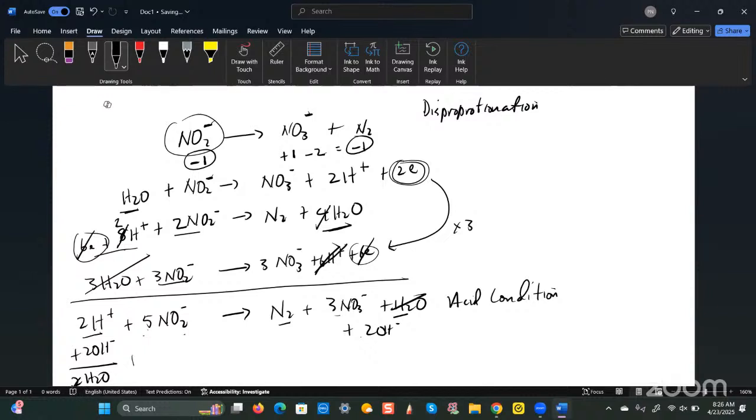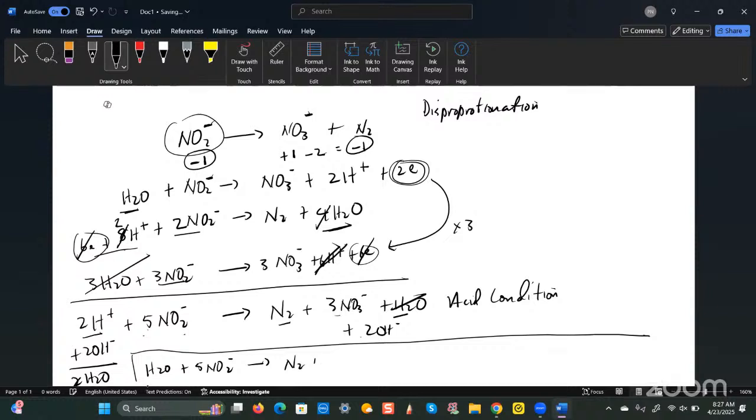So your final answer, I'm just going to squeeze it in this box right here. The final answer is going to be H2O plus 5NO2 minus, and then on the right side, you're going to have N2 plus 3NO3 minus plus 2 hydroxides, and that would be the balanced equation for this reaction under basic conditions. All right?